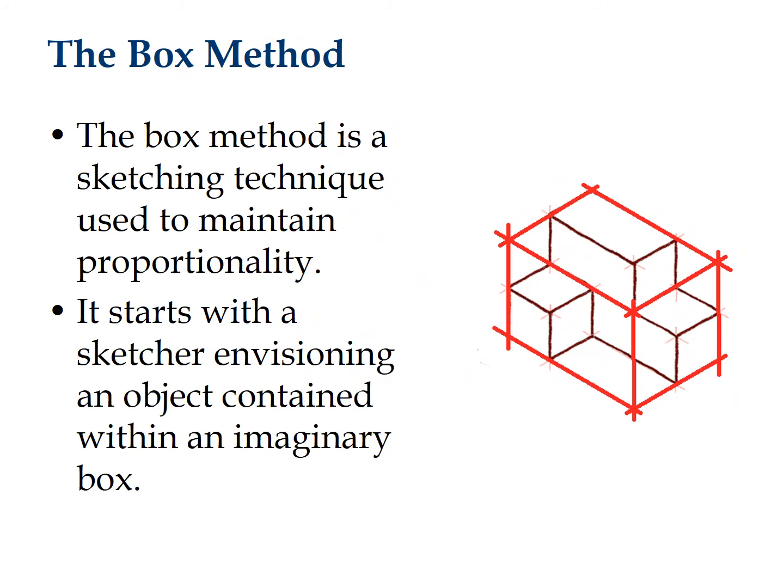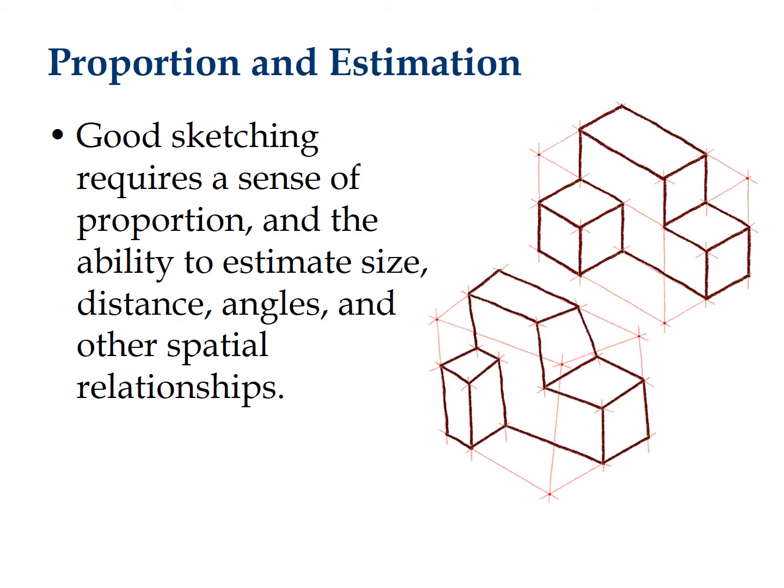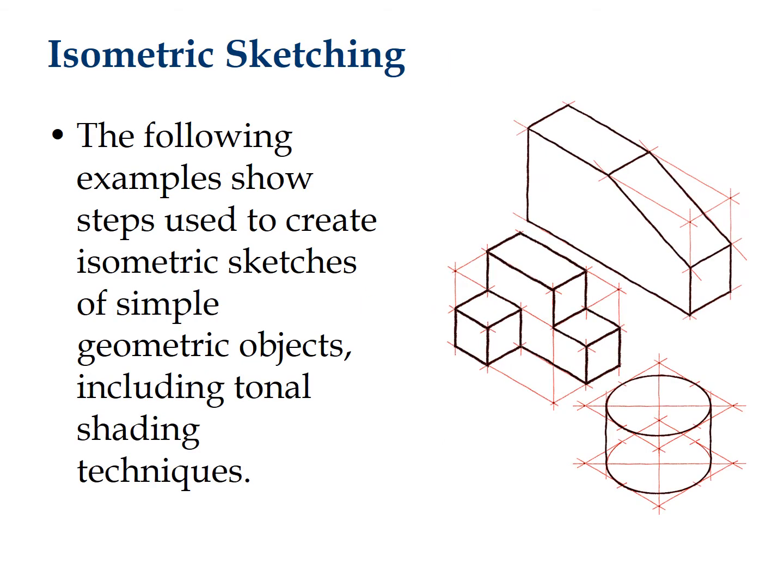The box method is a sketching technique used to maintain proportionality. It starts with a sketcher envisioning an object contained within an imaginary box. Good sketching requires a good sense of proportion and the ability to estimate size, distance, angles, and other relationships. The following examples show steps used to create isometric sketches of simple geometric objects, including tonal shading techniques.